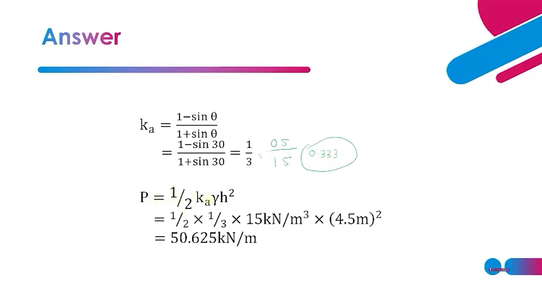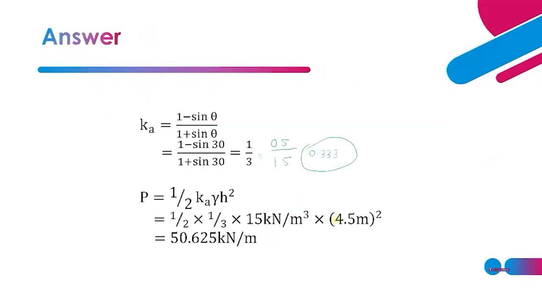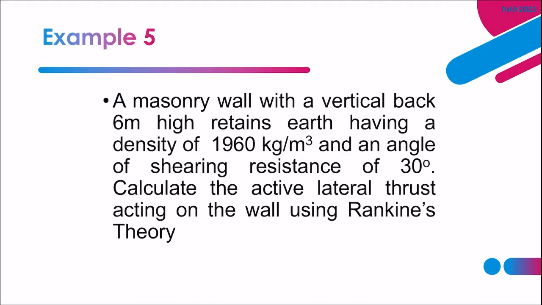1/2 times Ka times unit weight of soil times H. 1/2, Ka calculated 1/3, 15 the unit weight of soil, H is 4.5, the height of soil. I dapat 50.625. The next question, we're going to look at example number 5.